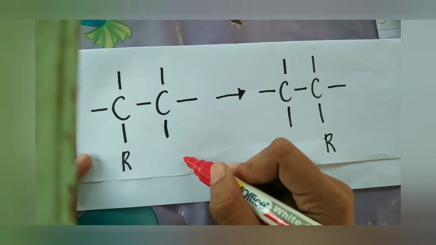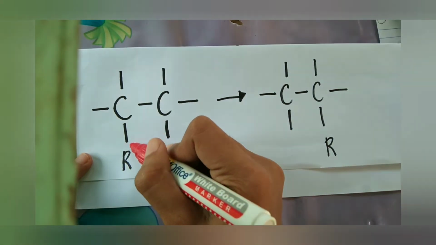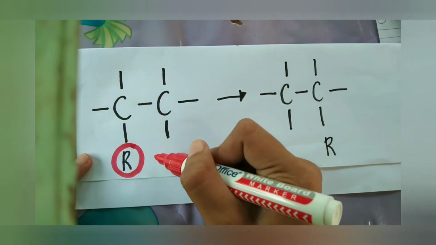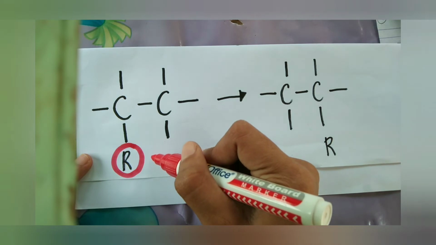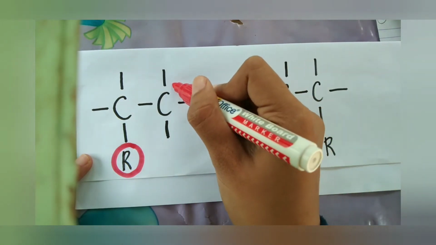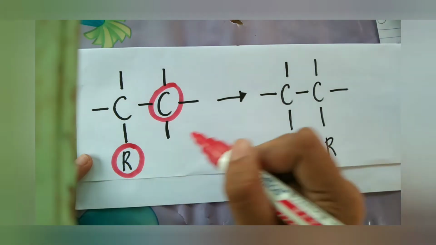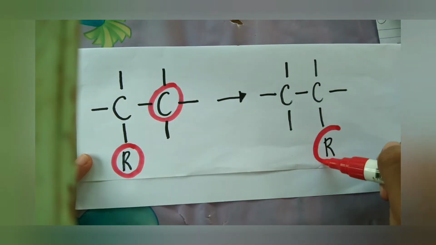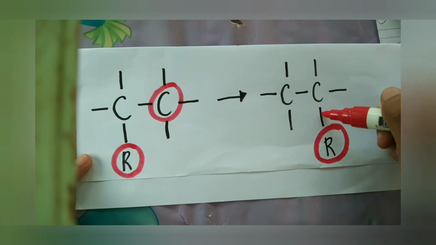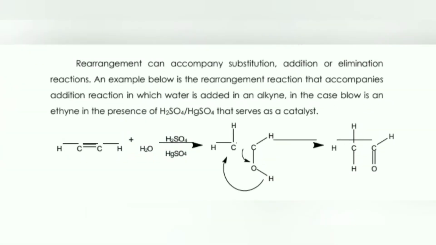Shown below is the general reaction equation, in which R is rearranged by moving to another carbon in the same structure, forming a structural isomer. R in this case represents an atom. A rearrangement can accompany substitution, addition, or elimination reactions.